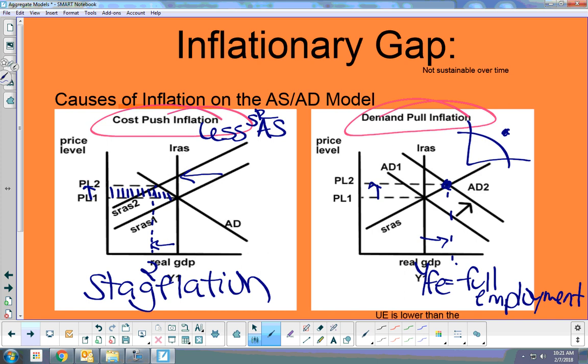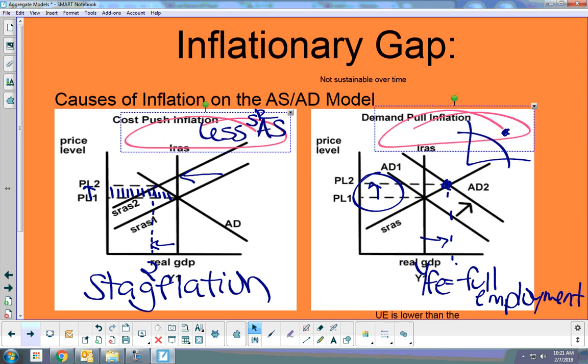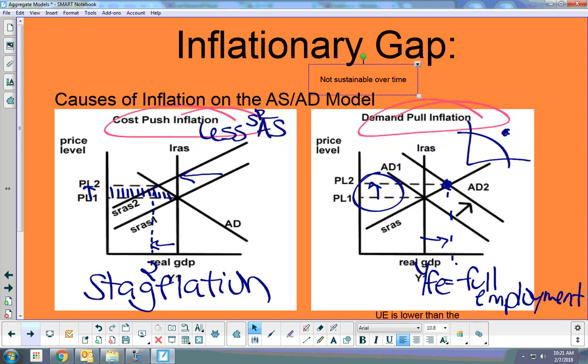Of course, what happens when you're fully employed and past that? Inflation. That becomes the other problem. So if you're below that, that's a recession. But if you're past that, that's inflation right there. And it's just not sustainable over time. For the PPF, they always say it's impossible. But when it comes to this graph, we just say it's just not sustainable.